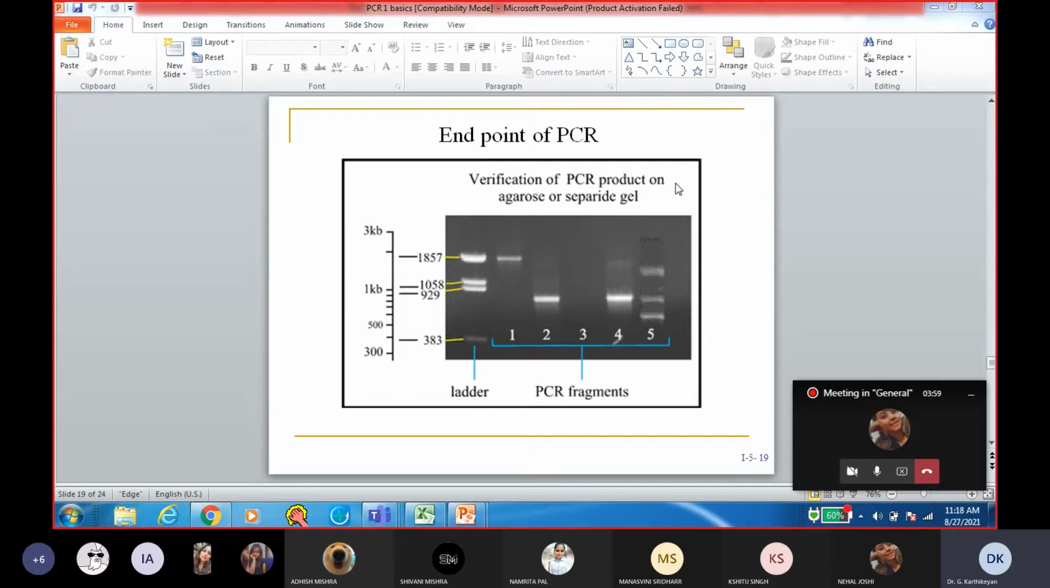So people have started looking to see, is there a way that we could visualize this, instead of waiting till 25 cycles and then loading your gel and running an agarose gel to visualize? Is it possible for us to visualize this reaction as it goes? As you can imagine, let me go back a couple of slides.